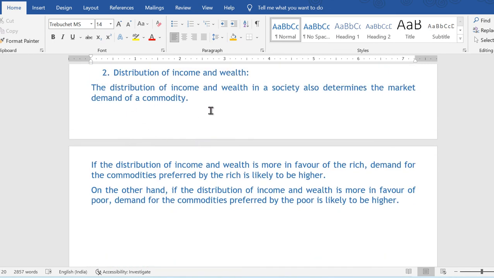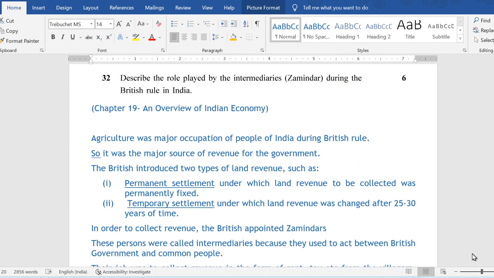The distribution of income and wealth in a society determines the market demand of a commodity. If the distribution of income and wealth is more in favor of the rich, demand for the commodities preferred by the rich is likely to be higher. On the other hand, if the distribution of income and wealth is more in favor of the poor, then the demand for commodities preferred by the poor is likely to be higher.